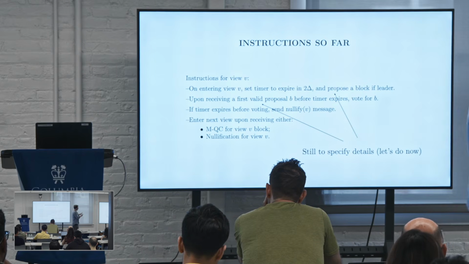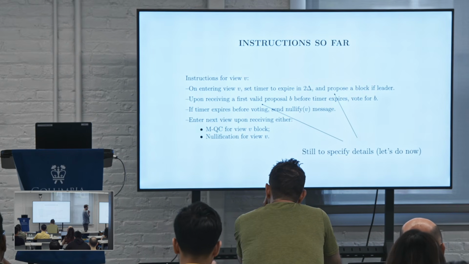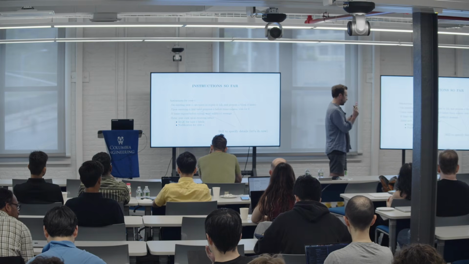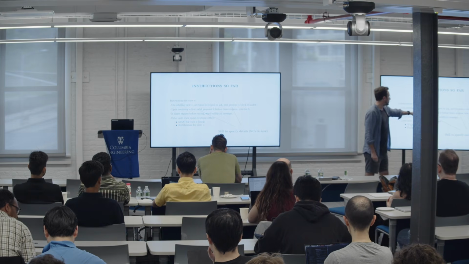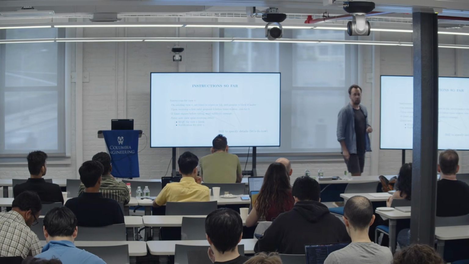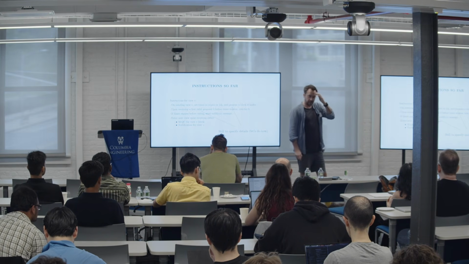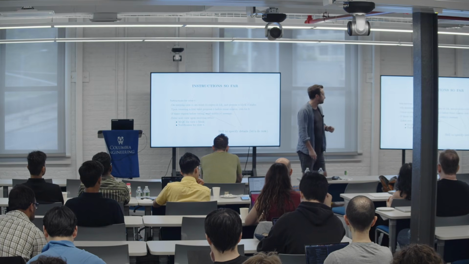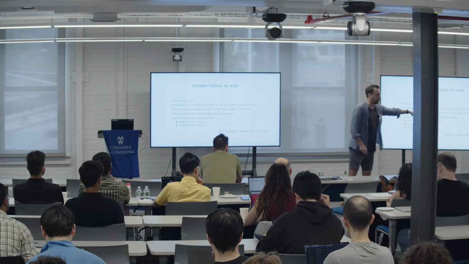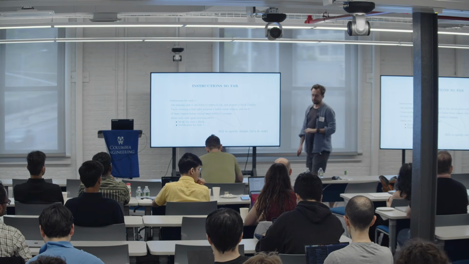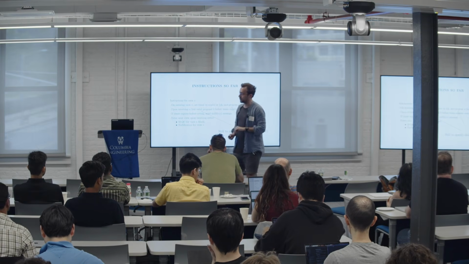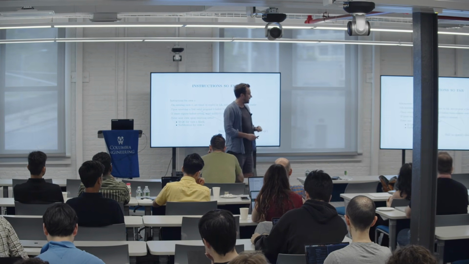Okay, so that's almost the whole protocol. Obviously, we still have some details to make more precise. We still need to specify: when the leader proposes a block, how do they do that? How do they choose a parent to build on? And when will other people vote for their proposal? When will they consider it a valid proposal? So let's do that next.